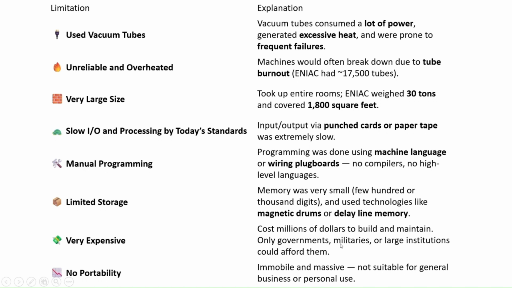Only governments, militaries, or large institutions could afford them. No portability: they were immobile and massive, and not suitable for general business or personal use. So these are the limitations of first generation computers, and that's all for today's video. Thank you.